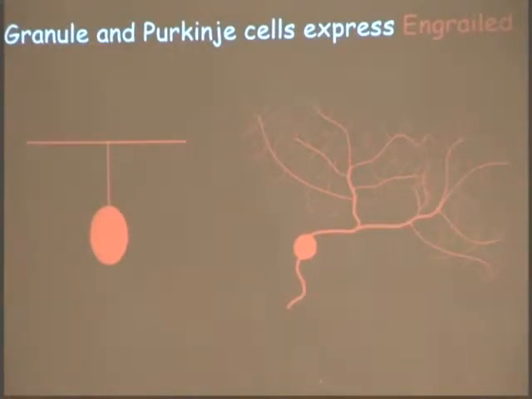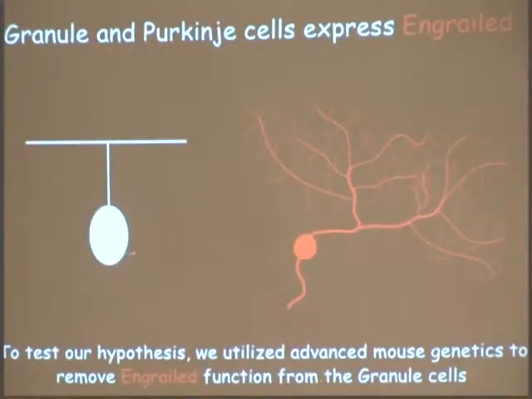As mentioned before, granule cells express the Engrailed gene, as depicted in red. To test our hypothesis, we utilized advanced mouse genetics to remove the Engrailed gene from the granule cells, represented in white. Because the granule cells now lack the Engrailed gene and are genetically distinct from the wild type, we want to figure out the difference between the wild type and the mutant.